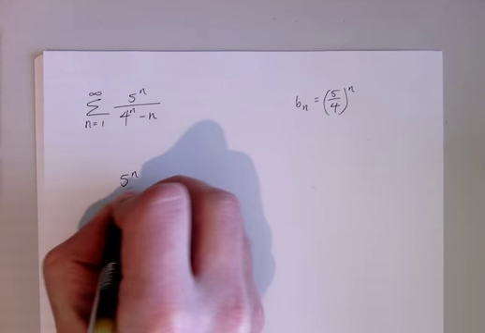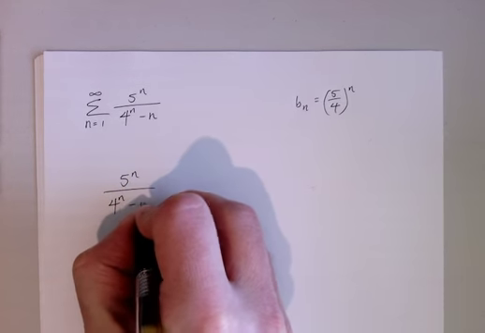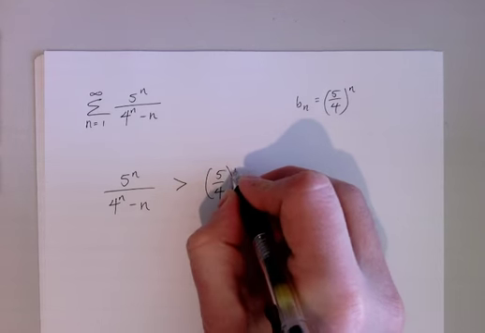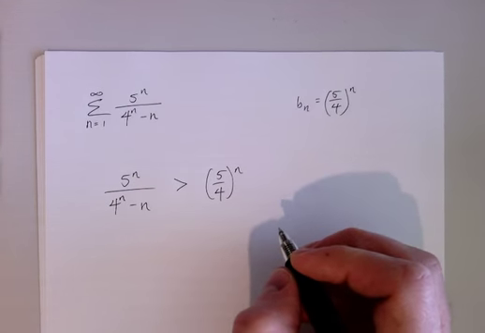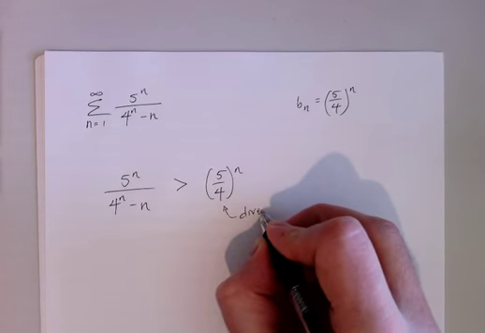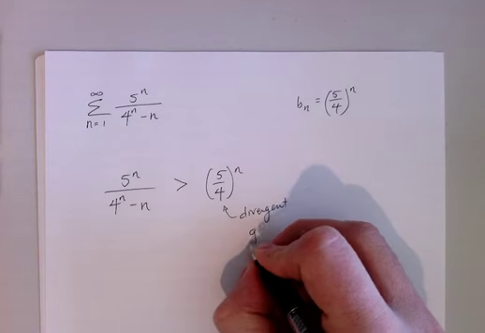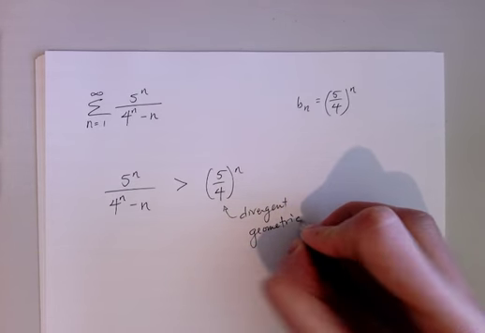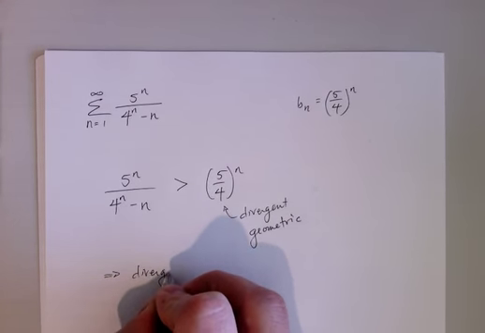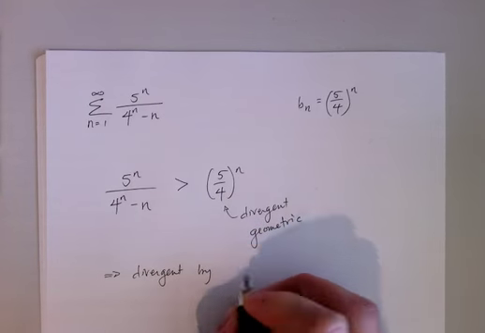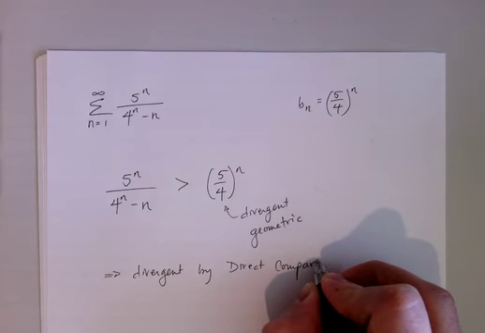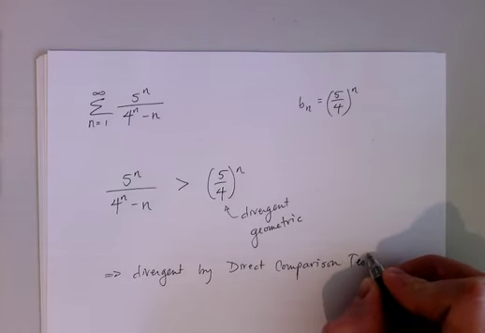So 5 to the n over 4 to the n minus n is indeed larger for all n than a known divergent geometric series, right? This is divergent geometric, and therefore what we have here is our original is divergent by comparison. I usually like to refer to it as direct comparison, so it's distinguished from the limit comparison, by the direct comparison test.